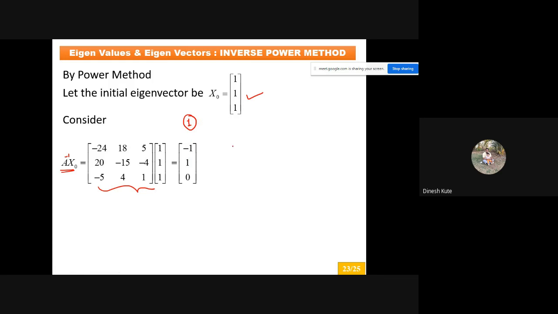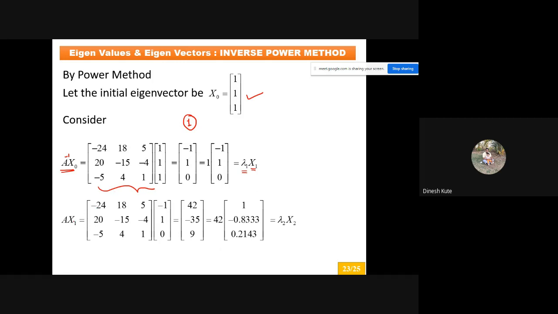But at the first entry the sign is minus, at the second entry the sign is plus. So you can take the plus sign or the minus sign, that will not affect your answer. Here I take the positive sign for that largest eigenvalue, just to avoid the minus sign. So if I take that 1 common, you will get minus 1, 1, 0. Now that becomes my first iteration and the corresponding first eigenvector.